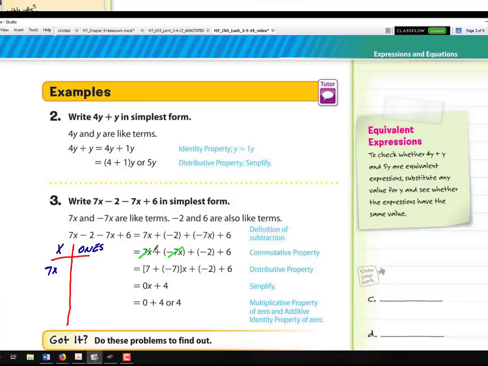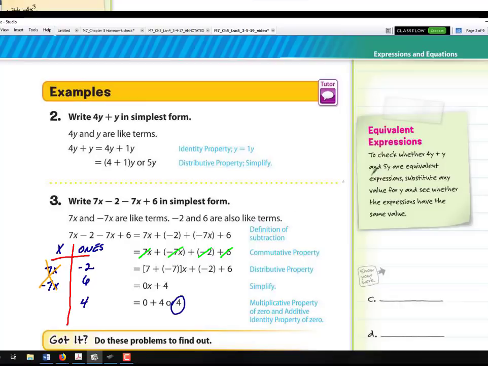Notice we've rewritten it so all the like terms are together. We're going to put it in the x's. So 7 x's and negative 7 x's. We have a negative 2, so we're going to stick it over here. And we have a 6, so we're going to stick it over here also. Well, when we combine, 7x's and negative 7x's cancel each other out, so we have no x's. Negative 2 plus 6 is 4, and that's where they get their answer of 4.